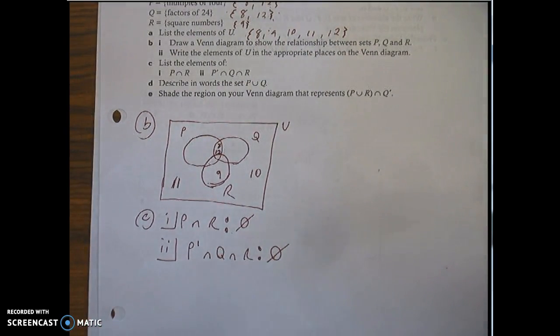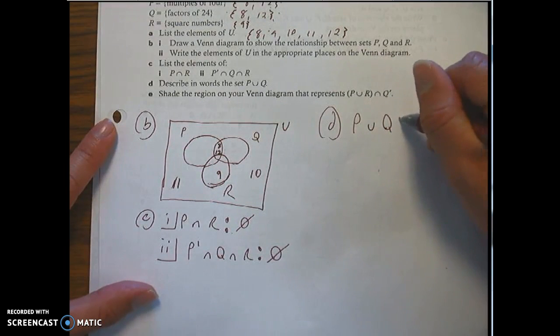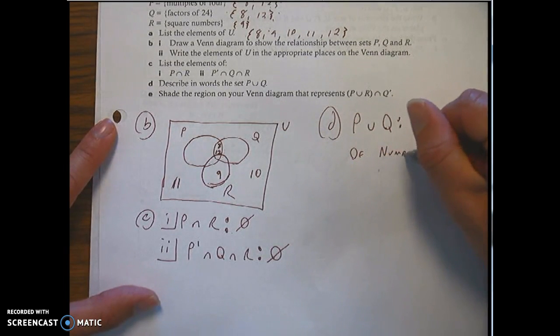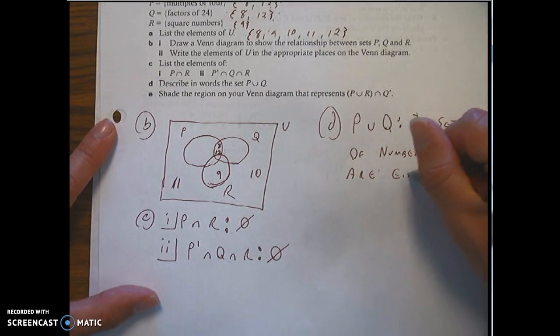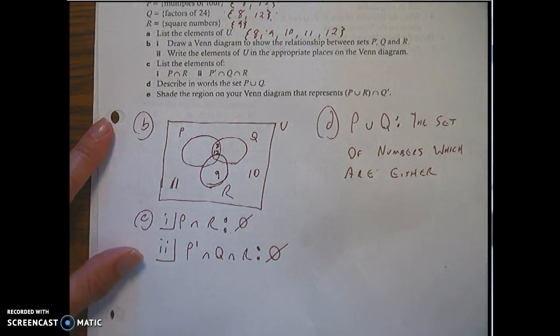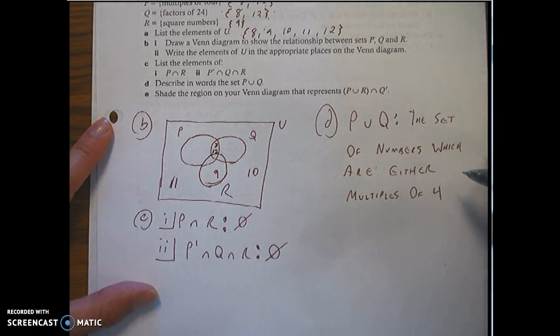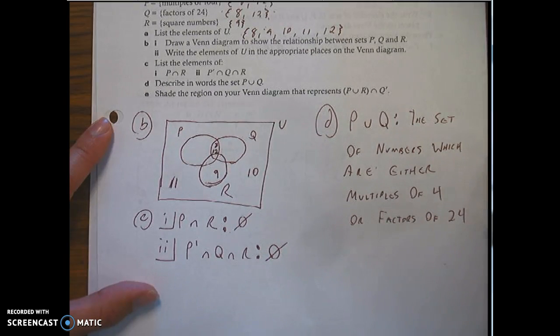In part D, I want to describe in words the meaning of set P union Q. So D, P union Q is the set of numbers which are either, because the union could be one or the other or both, which are either multiples of 4 or factors of 24, or both. That's what the union means in words.